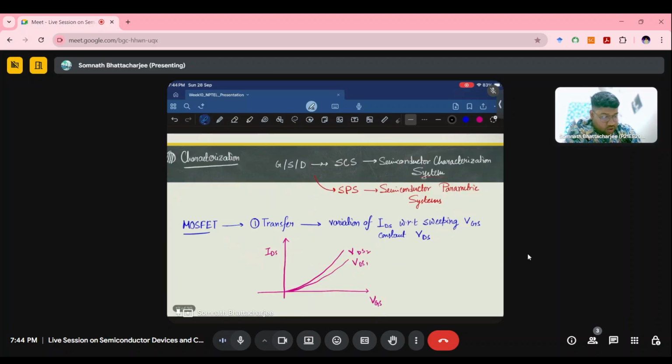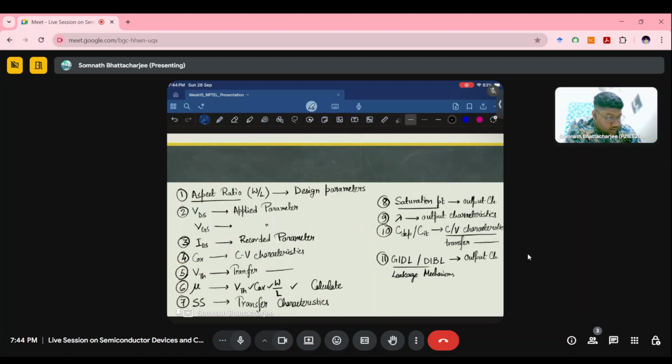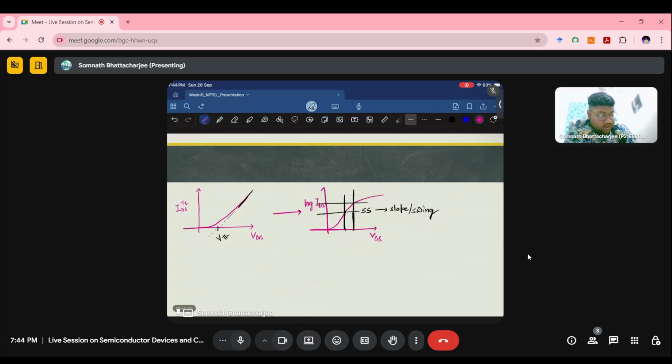Now, no, sorry, just a second. Not from the output characteristics, it will be from the transfer characteristics. So how to get this from the transfer characteristics? In this case, we just have to have different values of these. So with different values of this, how to get these different plots?